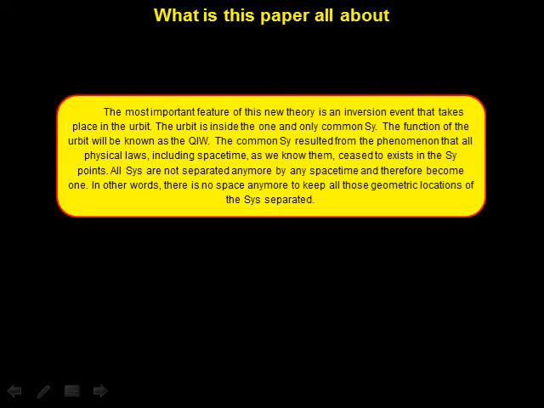The most important feature of this new theory is an inversion event that takes place in the orbit. The orbit is inside the one and only common singularity. The function of the orbit will be known as the quantum inversion warp. The common singularity resulted from the phenomenon that all physical laws, including space-time, as we know them, cease to exist in the singularity points. All singularities are not separated anymore by any space-time and therefore become one. In other words, there is no space anymore to keep all those geometric locations of the singularities separated.